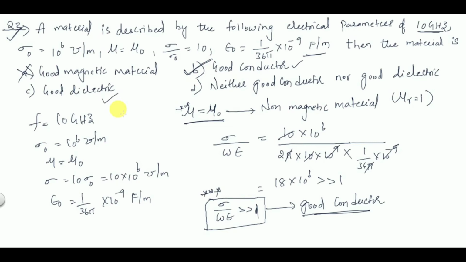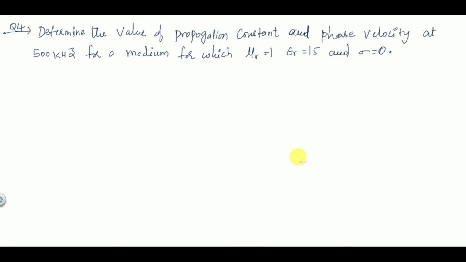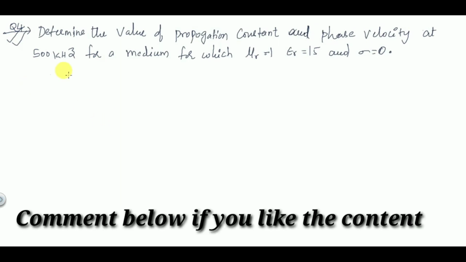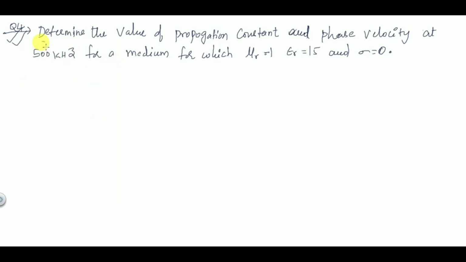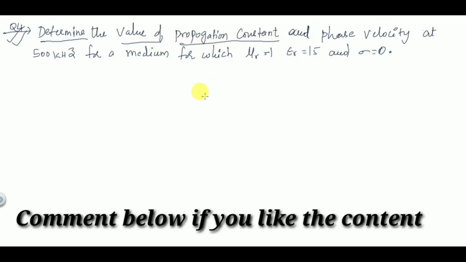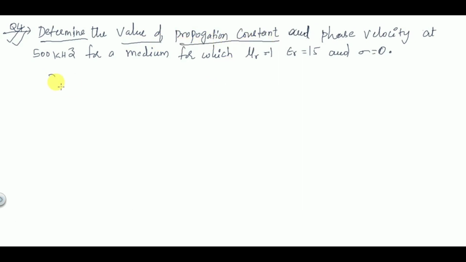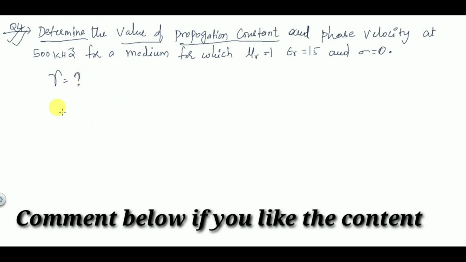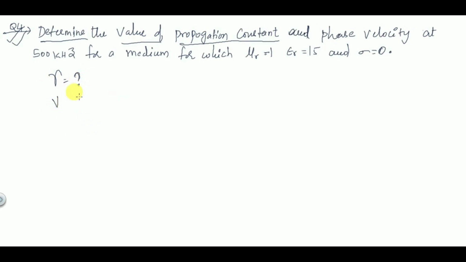Okay, so next we'll see one more problem, the last problem for this video. So the fourth problem: in this problem, he has asked to find the value of propagation constant, that means gamma he is asking. He is asking to find the value of gamma and phase velocity also. So Vp also he is asking us to find.